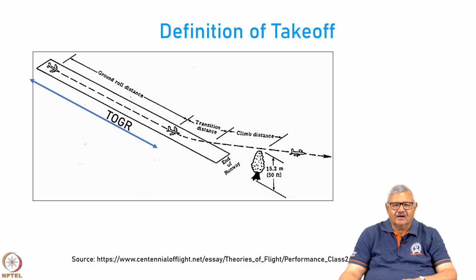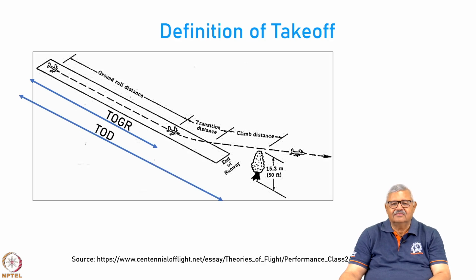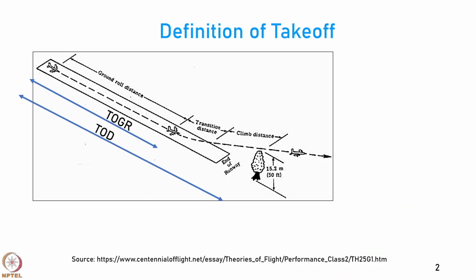During this transition, the aircraft goes into a climb or beginning of the climb, and then there is a climb, and the initial climb for the takeoff is supposed to end when you clear the obstacle height, which is considered to be a 50 feet obstacle at the end of the runway. So, the takeoff distance or TOD is the ground roll distance plus transition distance plus the climb distance, or from the point where the aircraft starts rolling to the point where the aircraft attains the obstacle height. That distance is called the takeoff distance.